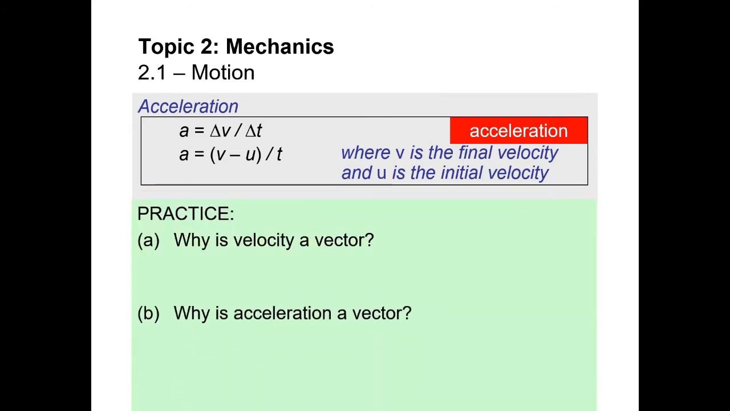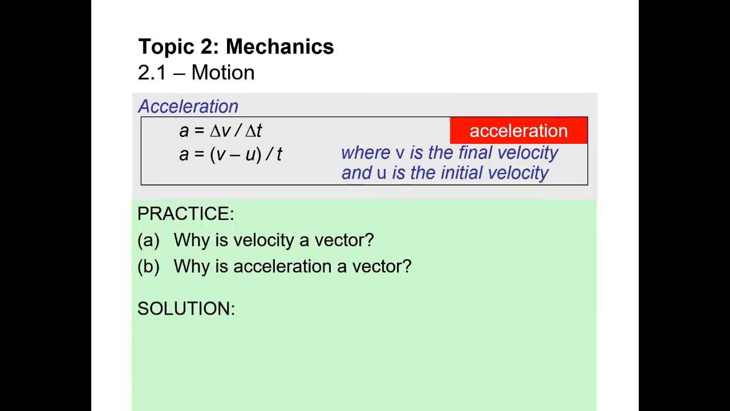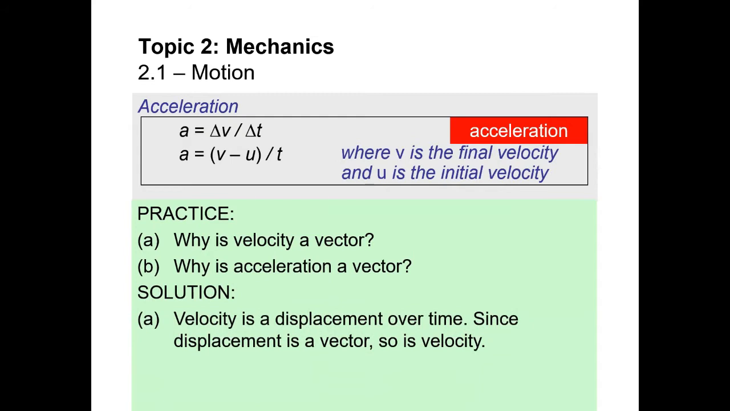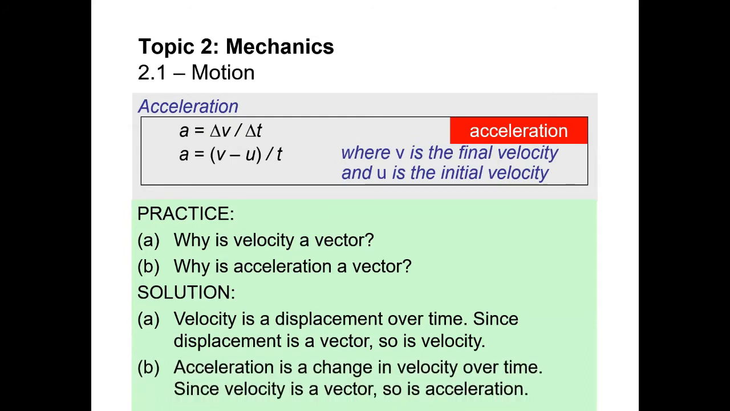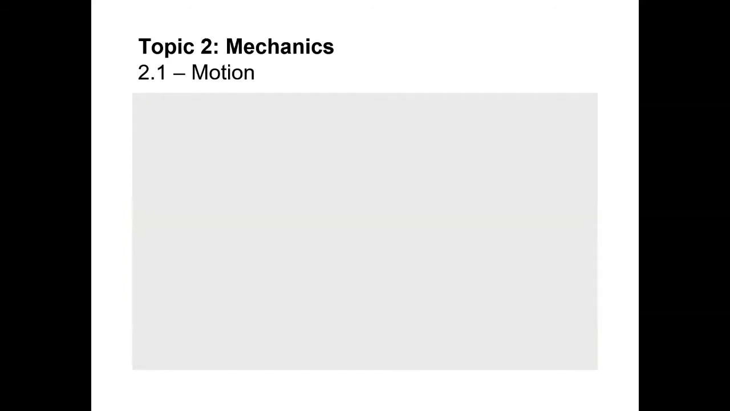Why is velocity a vector? Why is acceleration a vector? Velocity is displacement over time. Since displacement is a vector, so is velocity. Acceleration is change in velocity over time. Since velocity is a vector, so is acceleration.